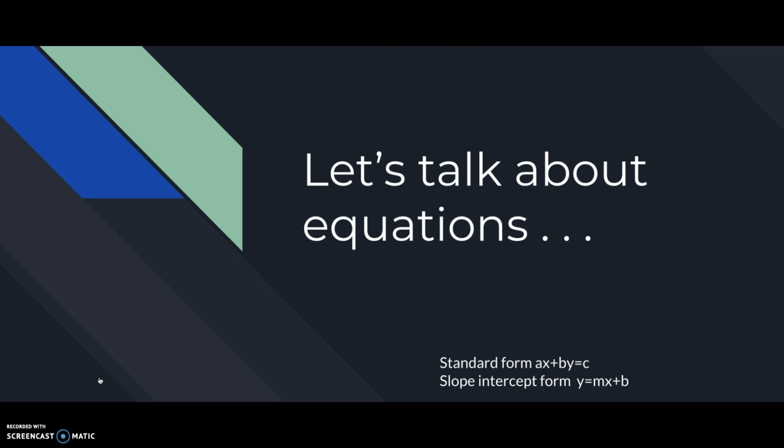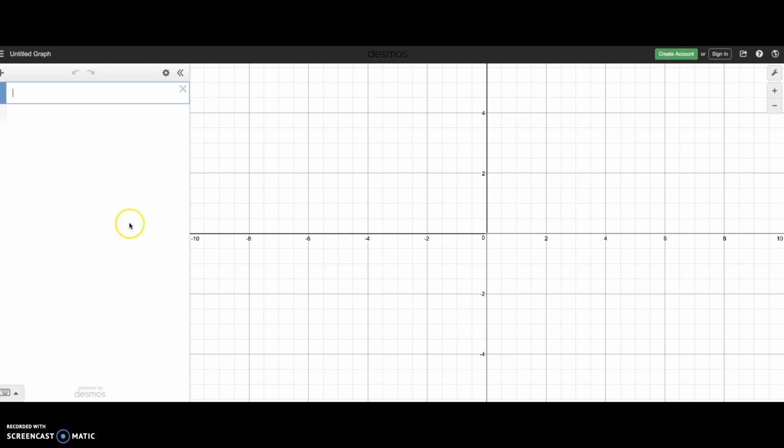And before we get started too much about the ins and outs of the awesome calculator, let's talk about equations. When we're talking about graphing lines, there's two main equations that we've talked about. The standard form, which is something x plus something y equals something c, and slope-intercept form, y equals mx plus b.